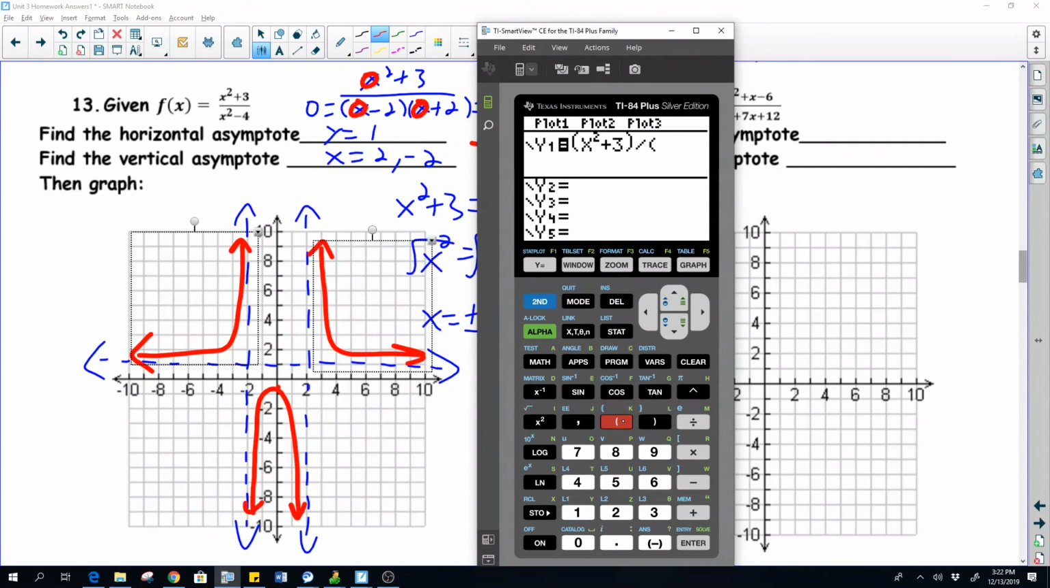Because it'll be like x squared plus 3 divided by x squared, and then minus 4, and that won't work. But if you use parentheses, you'll be okay. So we have x squared, right arrow, minus 4, close parentheses, and then we'll go ahead and hit graph, and there she blows. And nothing cancels out on top and bottom, so we shouldn't have a hole. Good. There's negative 3/4. Beautiful.